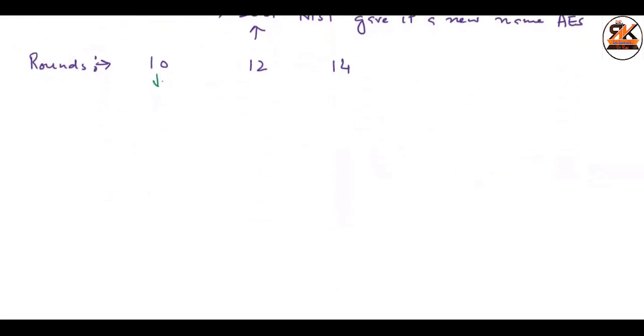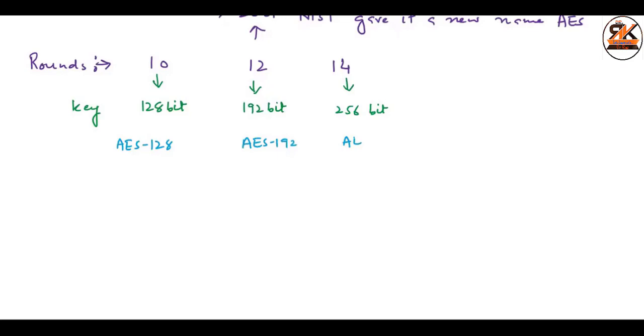With 10 rounds, we have a key length of 128 bits. With 12 rounds, we have a key length of 192 bits. And with 14 rounds, we have 256 bits in the key space. So based on the key space and the number of rounds, we have three different variants of AES: AES-128, AES-192, and AES-256.